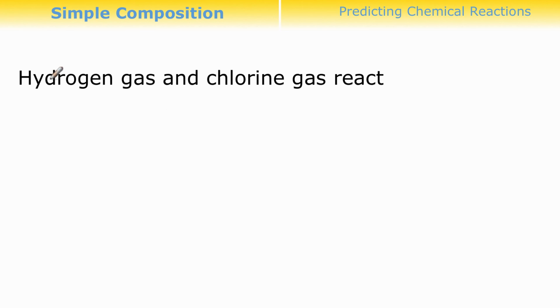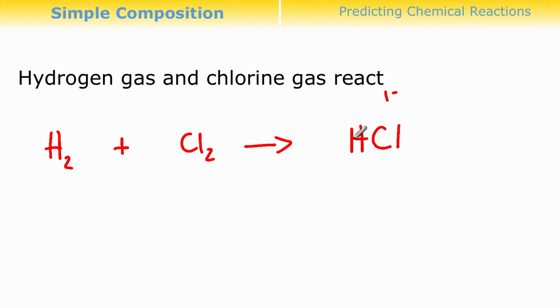Another example, hydrogen gas plus chlorine gas react. Okay, so hydrogen gas, H2, plus chlorine, so it'd be Cl2, they're both diatomic, yields, now I put them together. So over here it'll be HCl. Let's just check the formula there. Cl is a 1 minus, hydrogen's a 1 plus, so they're even, so HCl is the correct formula for that. Again, you'd want to balance that equation.